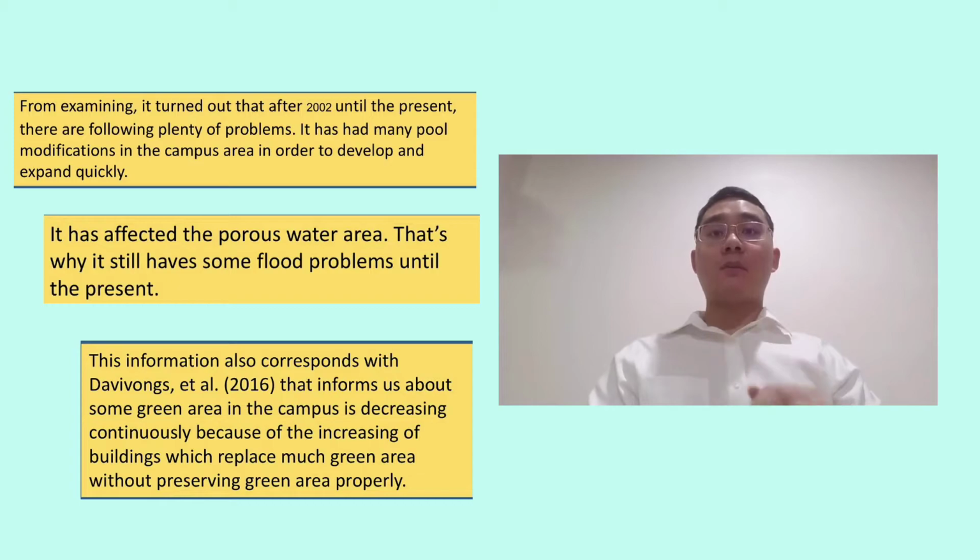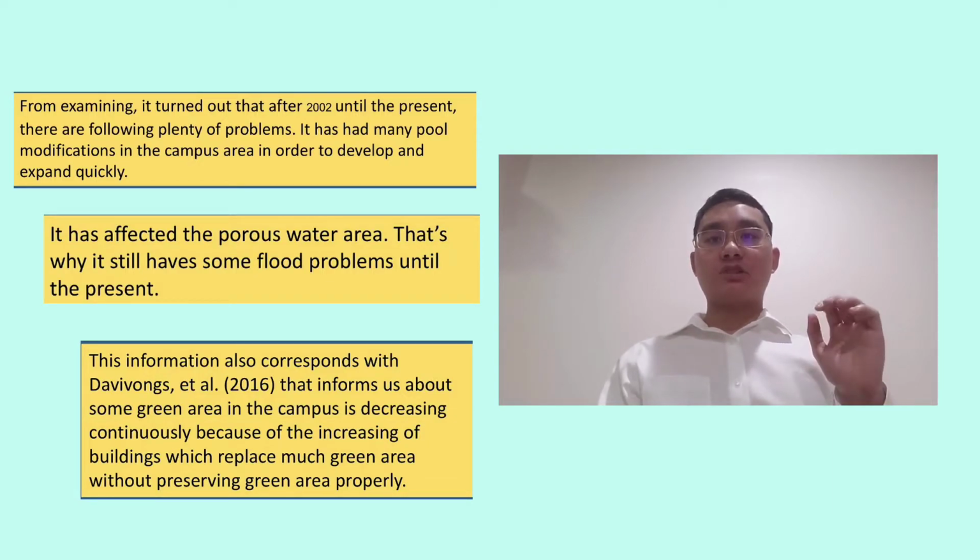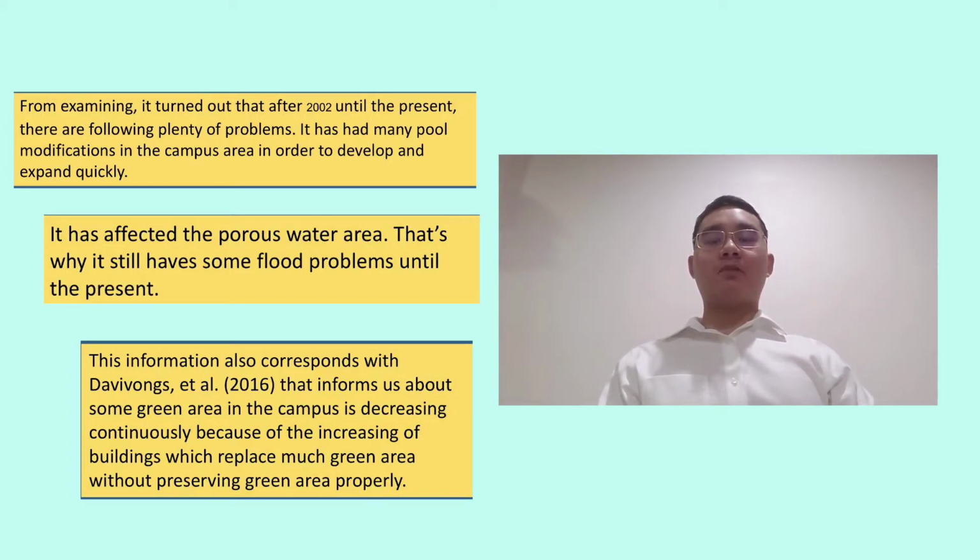This information also corresponds with the information since 2016 that informs us that some green area in the campus is decreasing continually because of the increasing number of buildings which replace much green area without preserving green area properly. That's why it still has some problems until today.